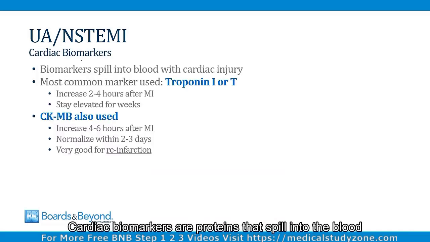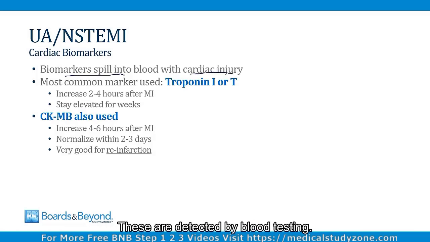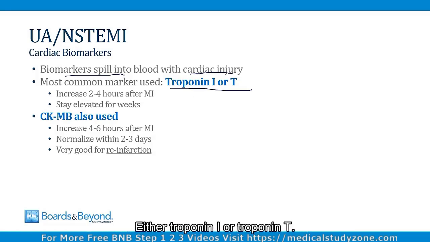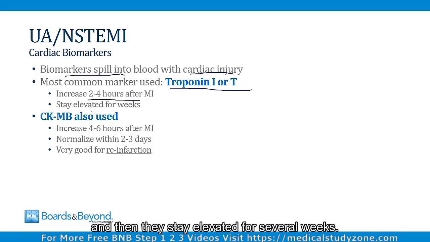Cardiac biomarkers are proteins that spill into the blood when there's damage to cardiac myocytes. These are detected by blood testing. The most common marker used to identify ischemia is troponin, either troponin I or troponin T. The levels of troponin I or T increase about 2 to 4 hours after the onset of ischemia, and then they stay elevated for several weeks.